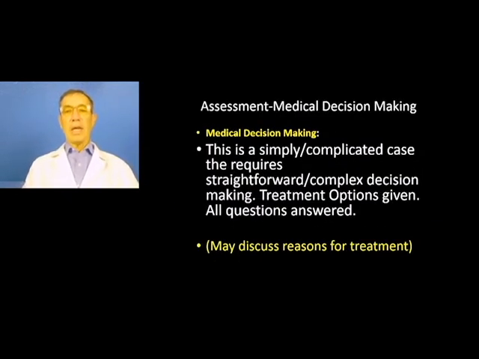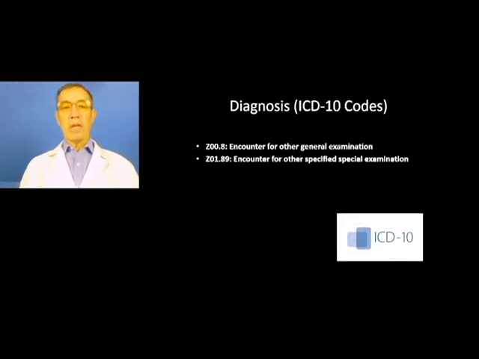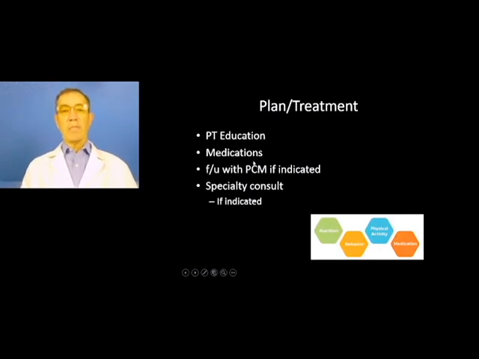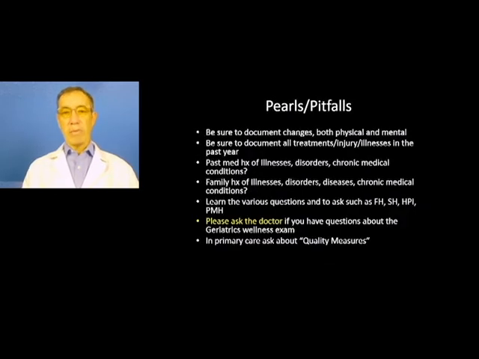And then on the assessment and the medical decision making, you have to decide, is this a complicated or a simple, straightforward examination and evaluation of assessment, and they'll give the rationale and reasons for the treatment. So it's usually an encounter for general exam, which is a Z00.8. You might do another one for a Z01.89. So on the plan and the treatment, it'll be patient education. We might use medications. We'll follow up with primary care or with specialty.